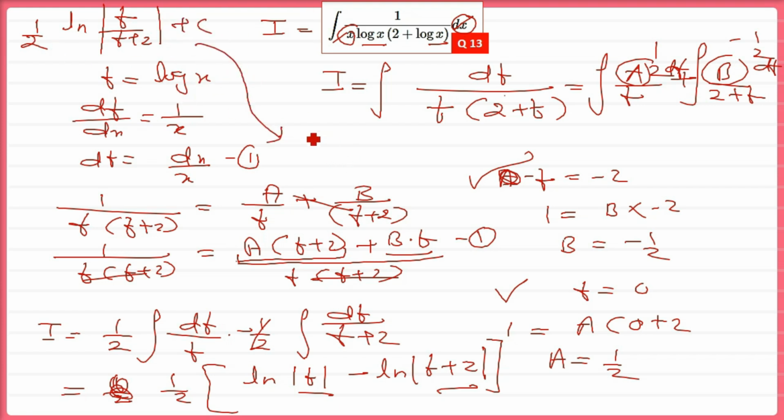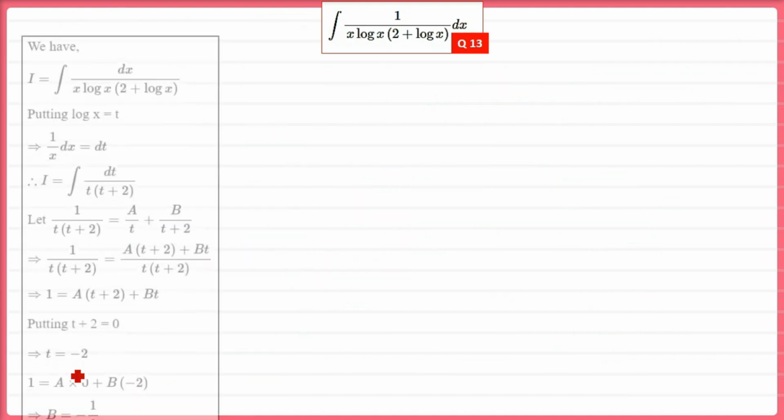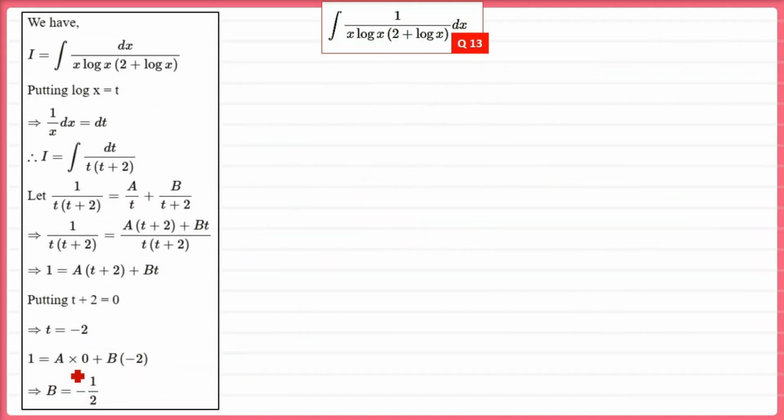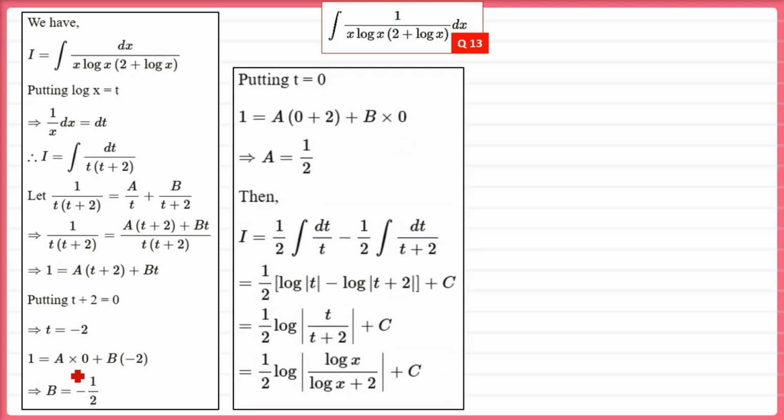Now I'm just writing here because I want to complete this on this screen only. Half ln modulus of, now t was taken initially, remember, it was log x. So replace t by log x now. So log x divided by log x plus 2, plus a constant of integration. This is your integration I. Alright, so this is the result I was talking about. There is just one thing: if you are able to understand that log x can be placed as t, other things are quite obvious and will be easier for you.